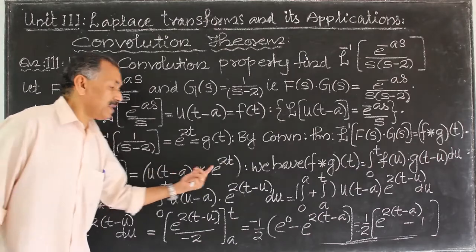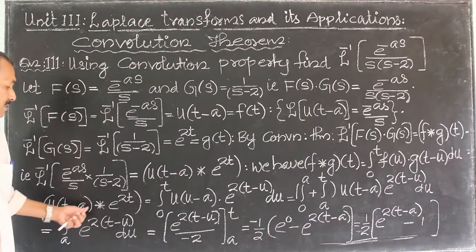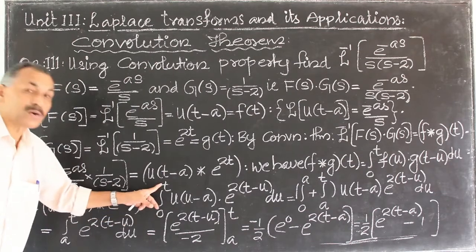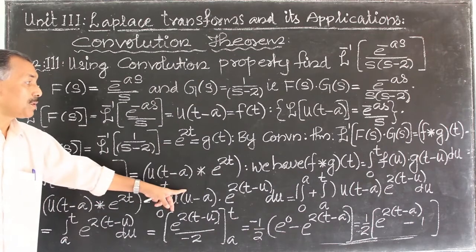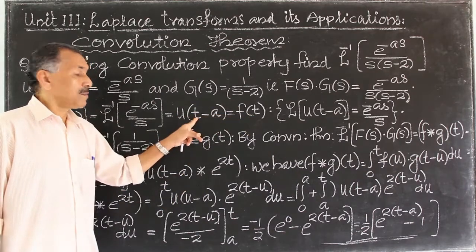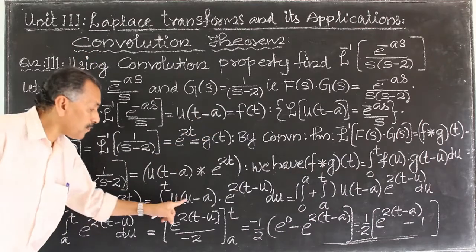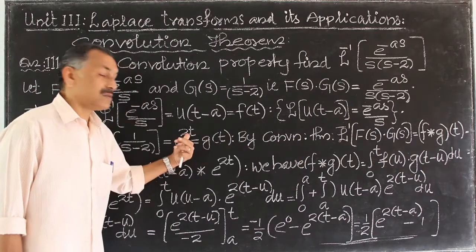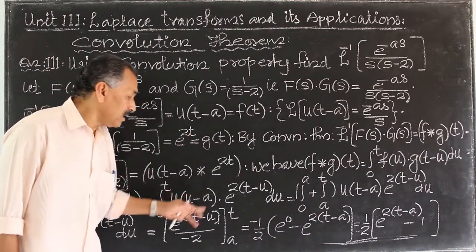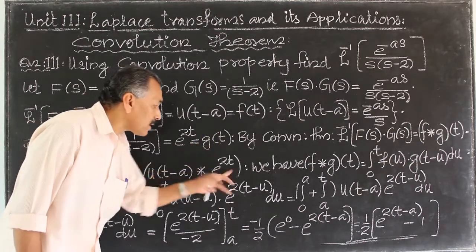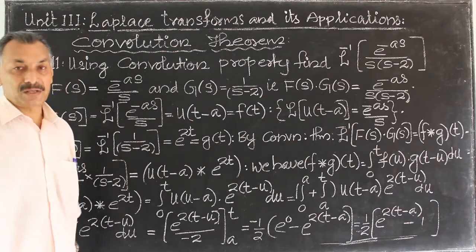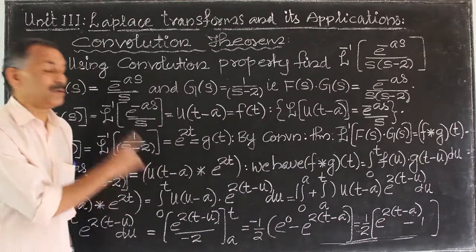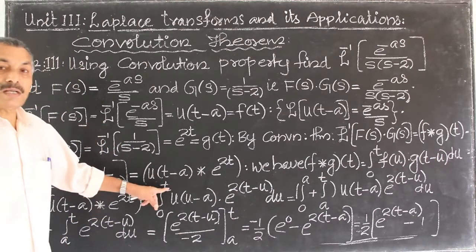Therefore, f of t equals u of t minus a, and g of t equals e raised to 2t. The convolution f star g is equal to the integral from 0 to t of f of u times g of t minus u du. Here g of t minus u is e raised to 2 into t minus u, so the integral from 0 to t of f of u times e raised to 2 into t minus u du.